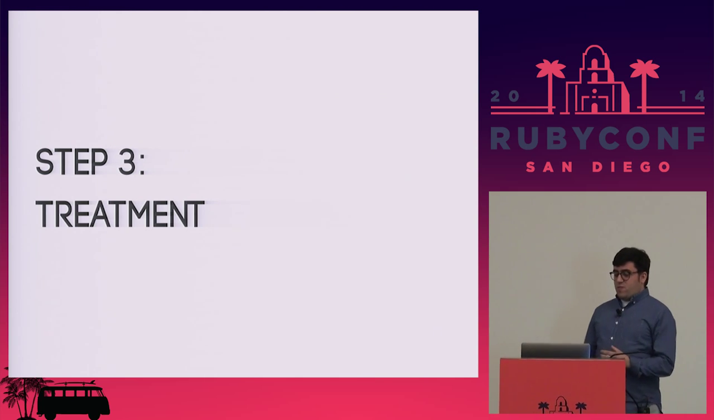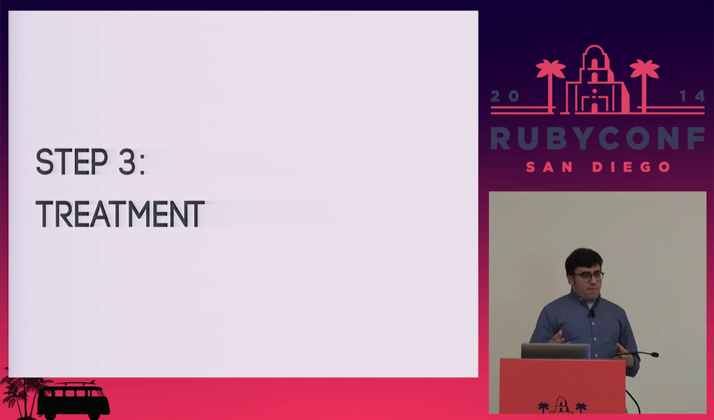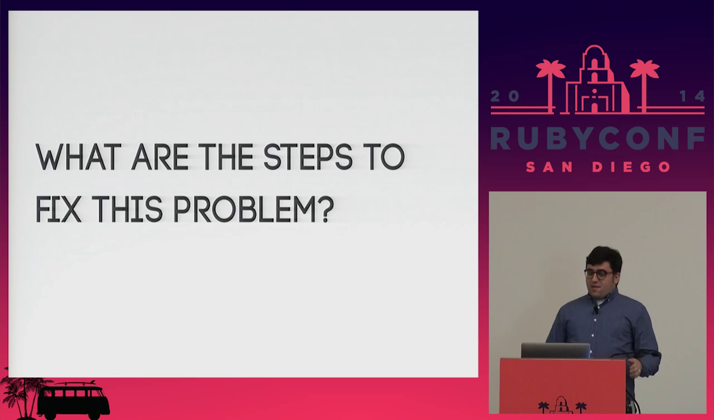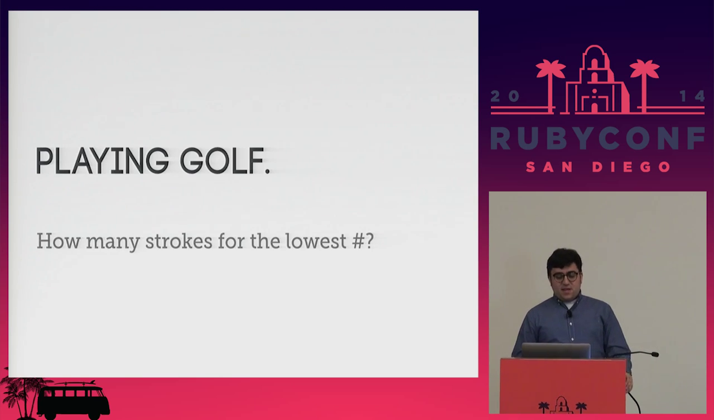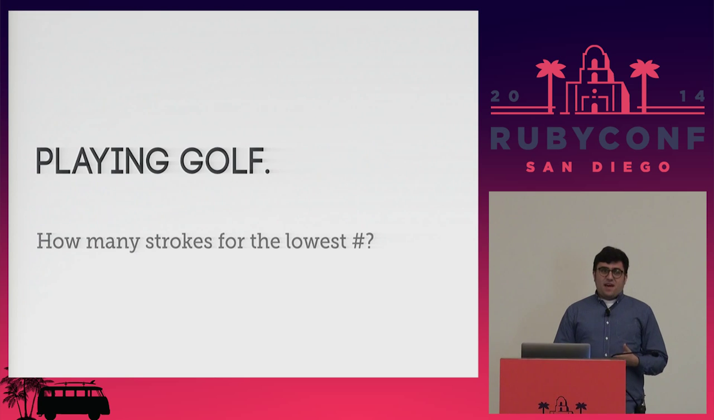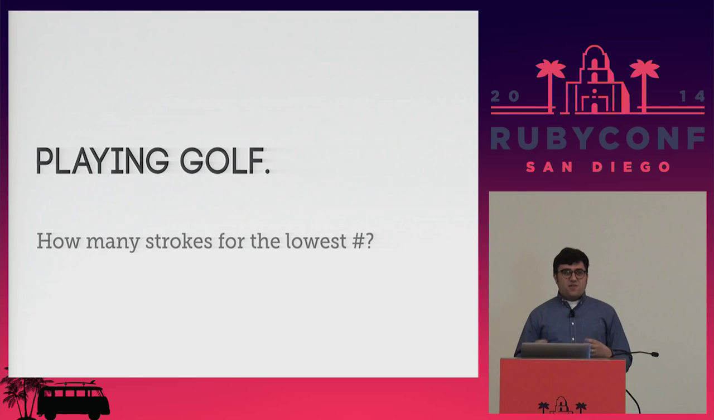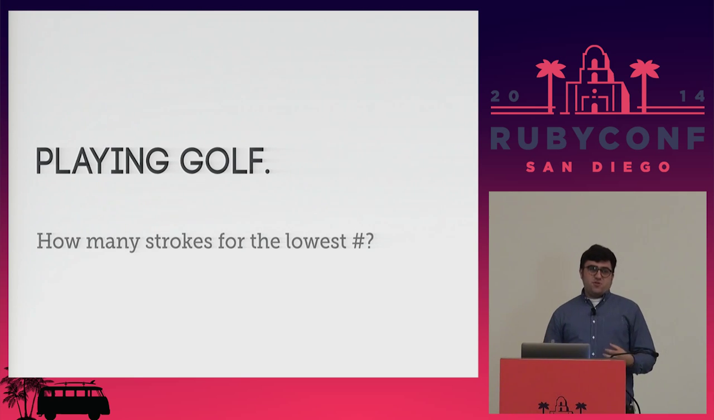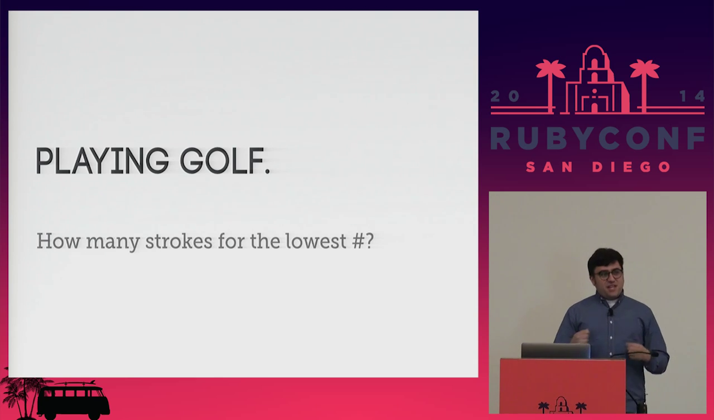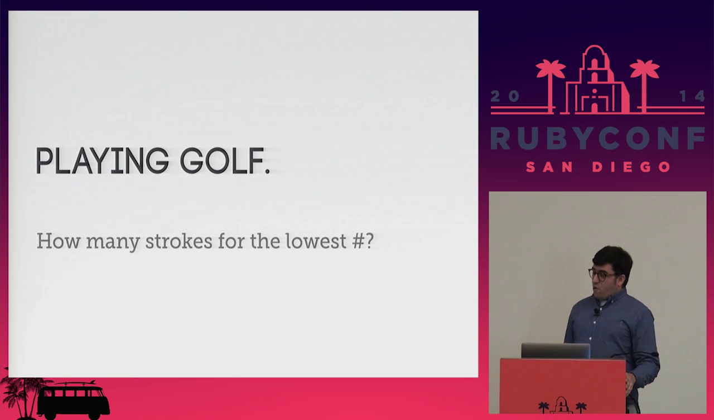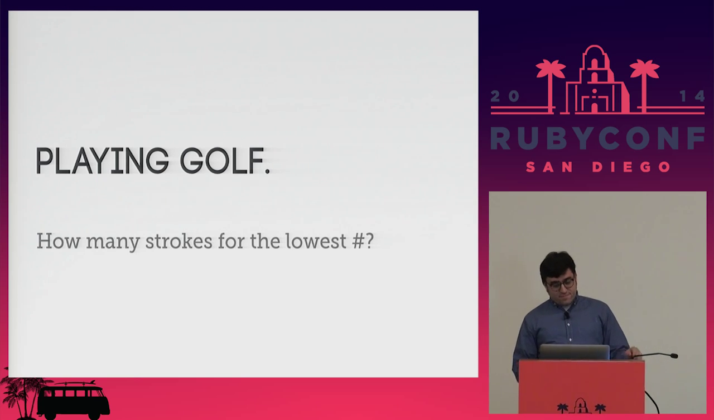Step three, once we've figured out where the problem is or what we think the problem is, is treatment, which is: what are the steps to fix this problem? The way I like to treat problems often is playing golf, and by this I mean Vim golf and other golf type things. It's how do you get the lowest number with the fewest number of strokes or changes or lines of code? It's a rinse and repeat methodology. Let's change this, measure, try it out, scientific method basically, and then confirm that it works or doesn't work and move on.